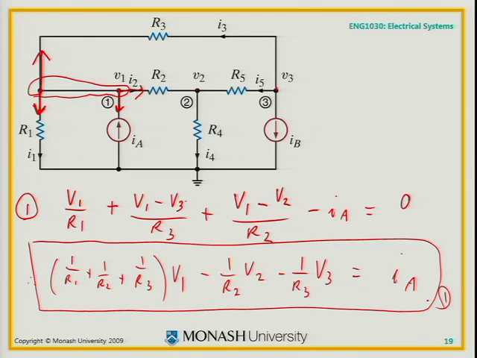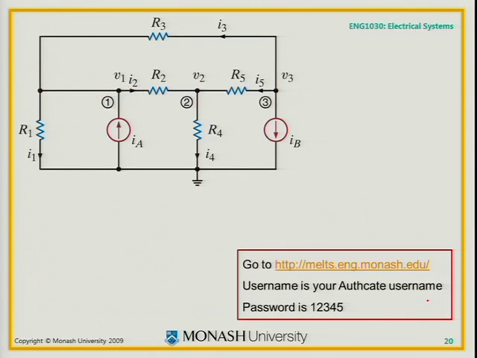In terms of the unknowns V1, V2 and V3, I'm assuming all the resistor values and the independent current sources are actually knowns. They're given to me. They're parameters, and the things I'm trying to solve for are V1, V2 and V3. So if you could do that one, then I'm hoping you can do node 2 yourselves, and that'll be the third quiz question.